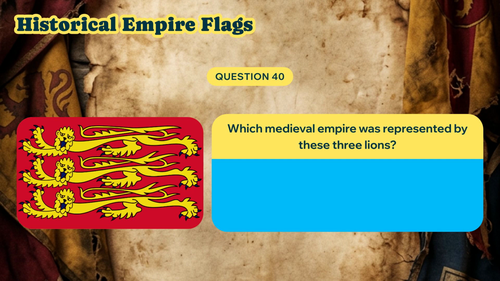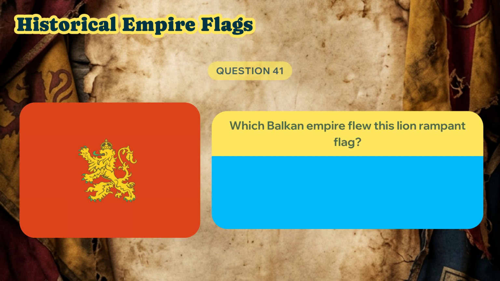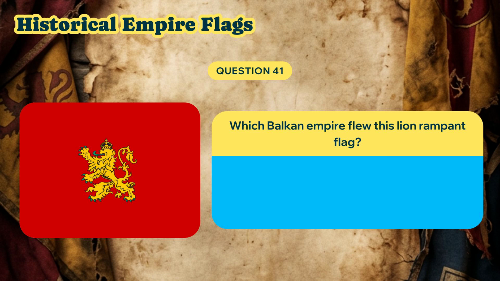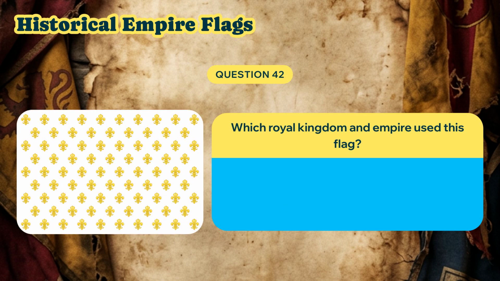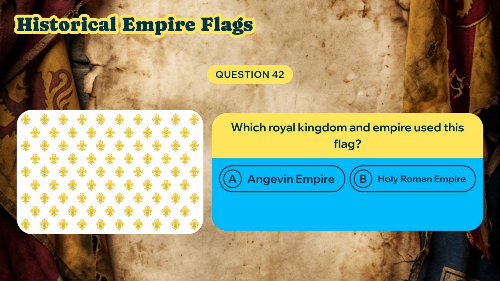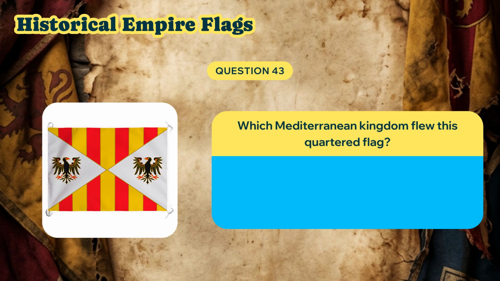Which medieval empire was represented by these three lions? Which Balkan empire flew this lion rampant flag? Which royal kingdom and an empire used this flag? Which Mediterranean kingdom flew this quartered flag?